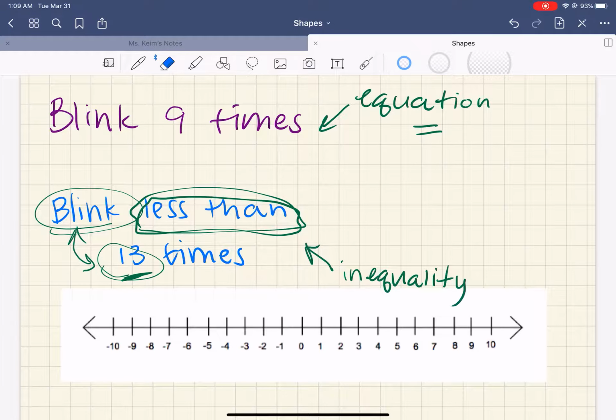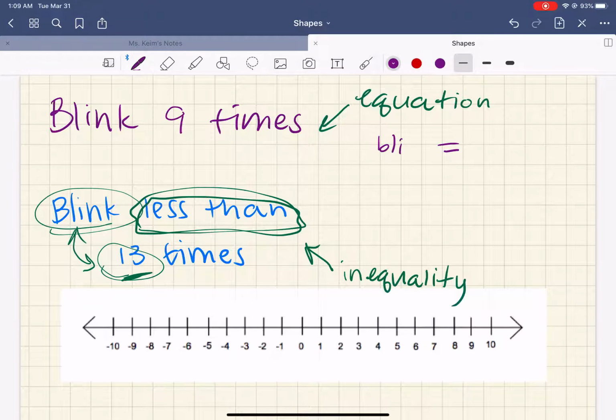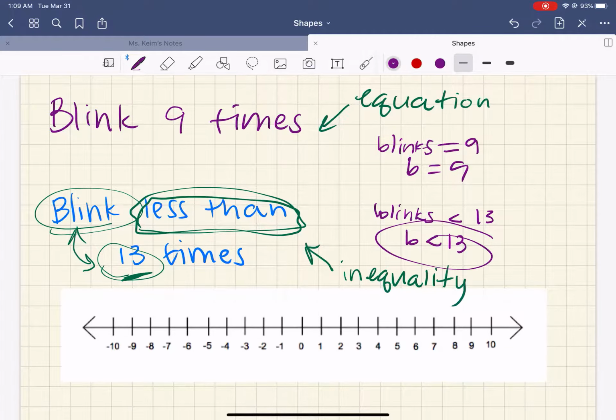Let's look at one more. So if I'm looking at the number of blinks, once again, this is an equation. So how we're going to represent that is we're going to use an equal sign, okay? And I'm going to say my blinks had to be equal to 9, or b equals 9. Okay, for blinks less than 13, we're just going to write out that sentence. So blinks have to be less than 13, or b is less than 13. So this is a mathematical expression that represents the same situation as this sentence with words.